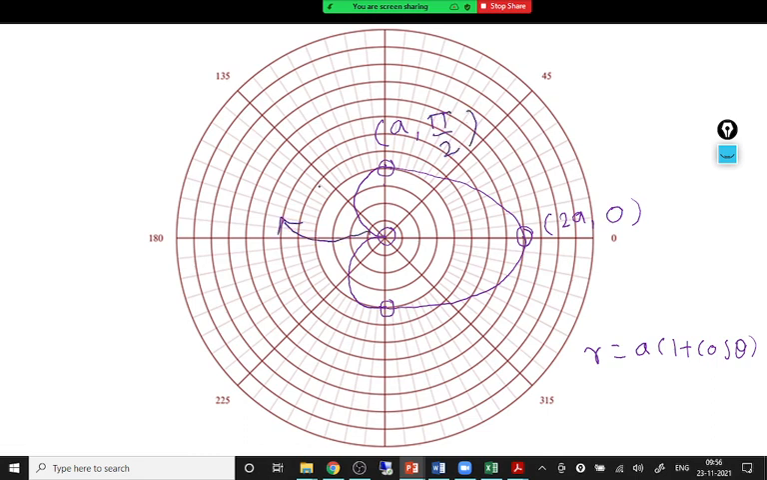The origin actually has coordinates (0, 0) in the xy plane, but here r is 0 and theta is pi. So (0, pi) is the coordinate of this point, and this point has the coordinate, say, (a, 3 pi by 2). Are you getting my point? Is it clear?